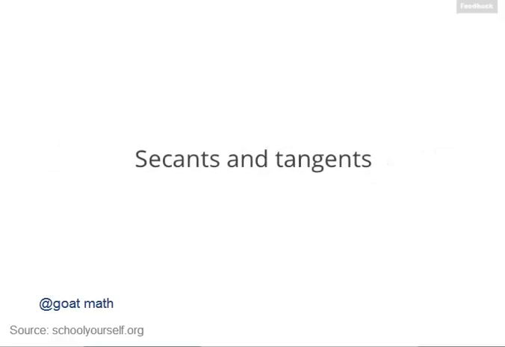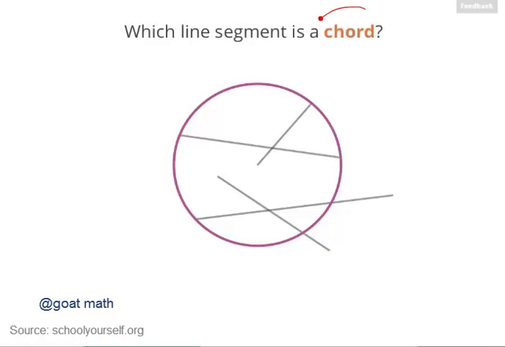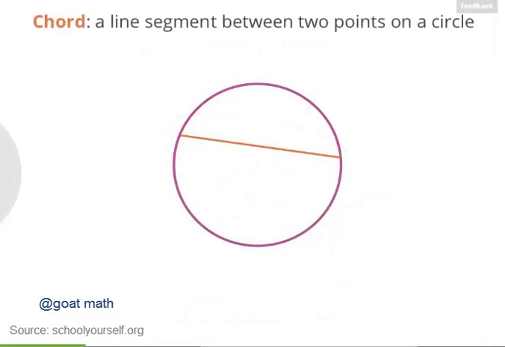Here we'll introduce secants and tangents for circles. But first, take a look at this circle here. Of these line segments, which is a chord? And if you'd like to review chords, click down here instead. Right, this segment is a chord because a chord connects 2 points on a circle.